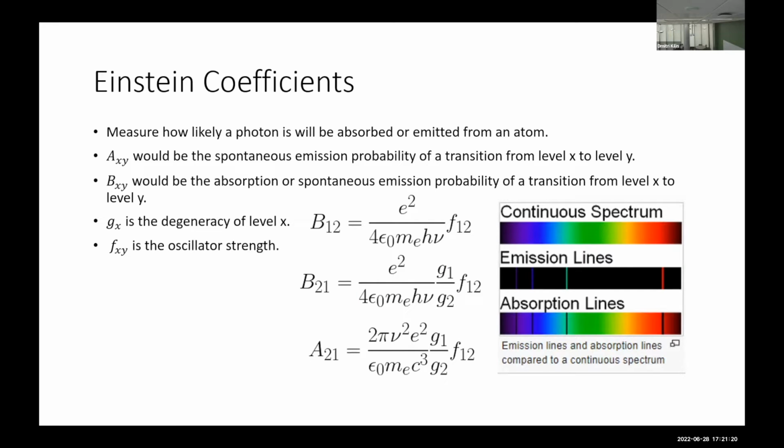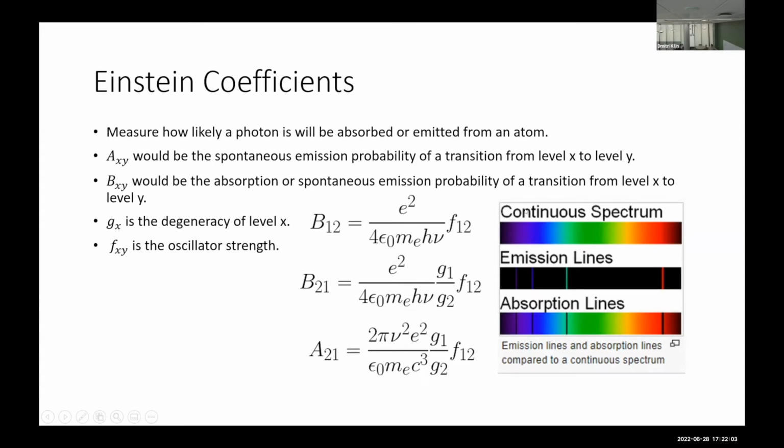And then the Einstein coefficients measure how likely a photon will be absorbed or emitted from the atom, where A is our spontaneous emission going from level X to Y. B can represent either the absorption or the stimulated emission. These are the probabilities for a transition from X to Y.